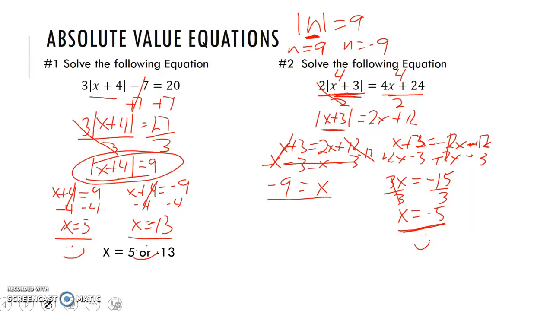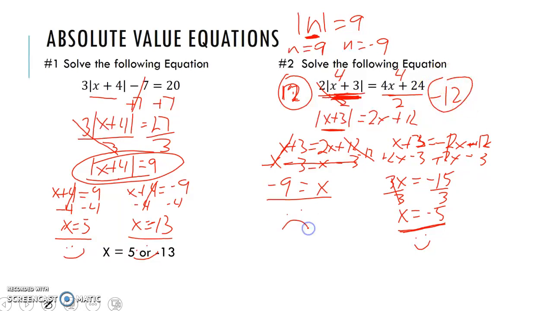If I plug in negative 9 on the left side of the equation, negative 9 plus 3 is negative 6. The absolute value of negative 6 is 6, and 6 times 2 is 12. So I get 12 when I plug it in on the left-hand side. Sorry, it's so sloppy. Then if I plug it in over on the right-hand side, negative 9 times 4 is negative 36, and negative 36 plus 24, well, that's negative 12. Well, negative 12 and 12 are not the same thing.